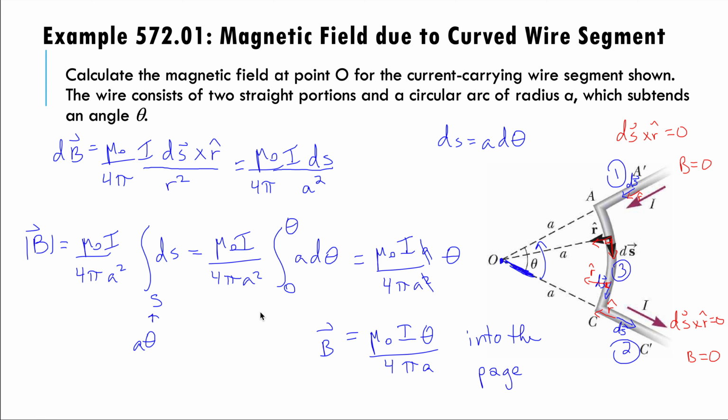So this was an example using the Biot-Savart law. We will have several more examples throughout the next few lectures, as we will find the magnetic field due to a straight wire and also due to a current loop.